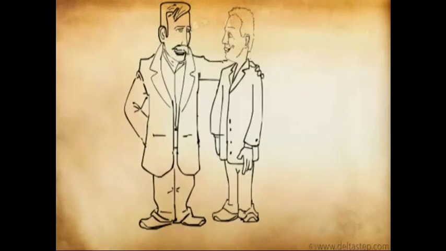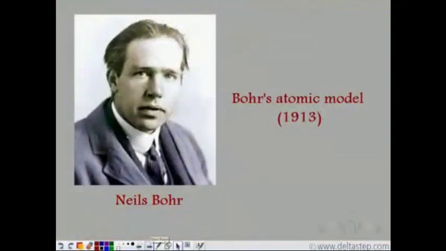When Bohr told this to Rutherford, he appreciated his student's work and asked him to study the structure further. So Niels Bohr, a brilliant scientist, gave his atomic model in 1913. Let's see how he explained his model.